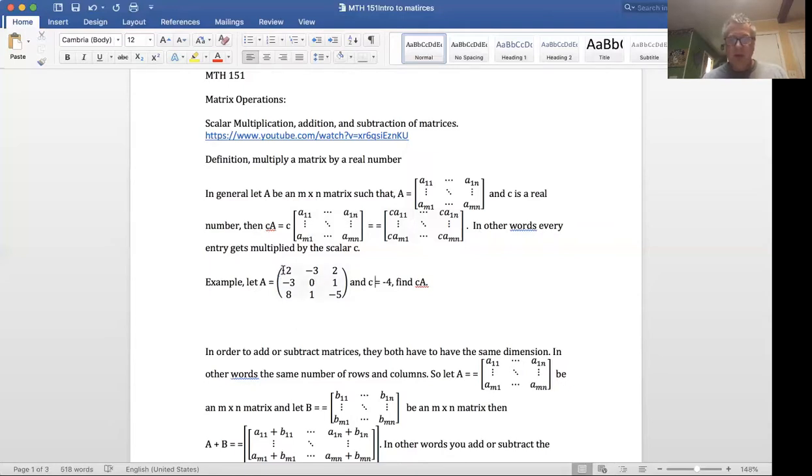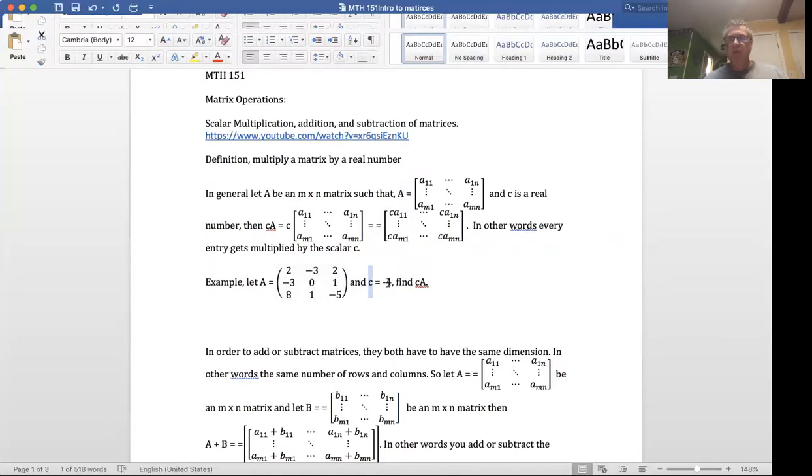So let's suppose A is equal to, going across the first row, 2, -3, 2. Second row is -3, 0, 1. And third row is 8, 1, -5. And let's suppose that our scalar is -4. So what would this do?